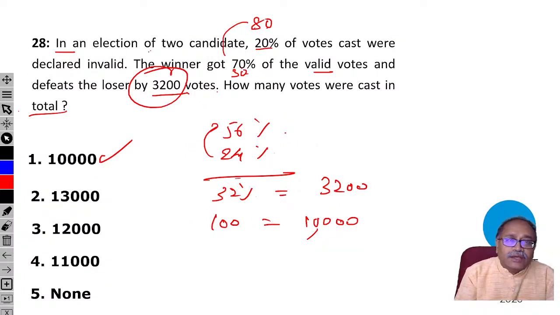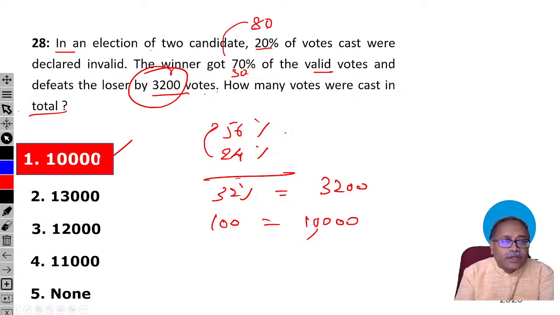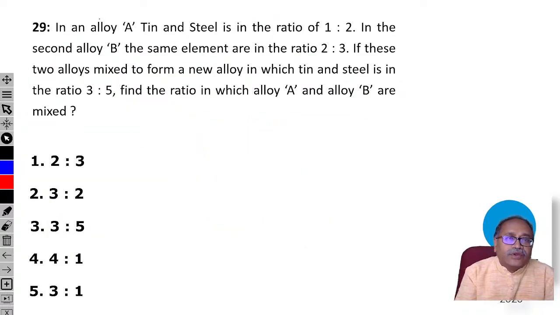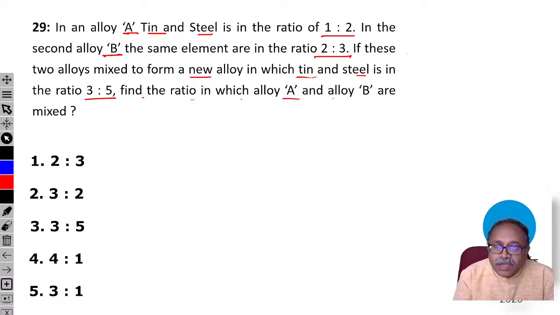Question number 28. In an election no, it's over. Now the next one, question number 29. An alloy of tin and steel in the ratio of 1:2. In the second alloy B, the same is in the ratio of 2:3. If these two alloys mix to form the new alloy in the tin and steel, ratio is become 3:5 అయిపోయింది. Then find the ratio of the alloy A and B that are mixed.